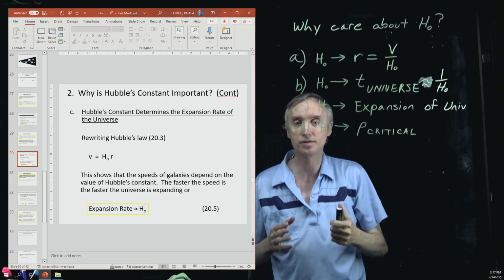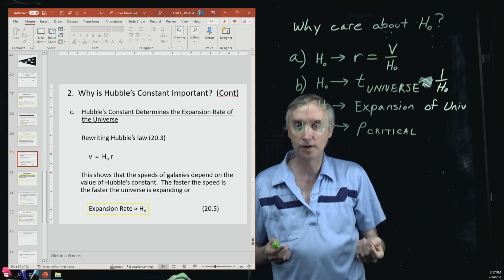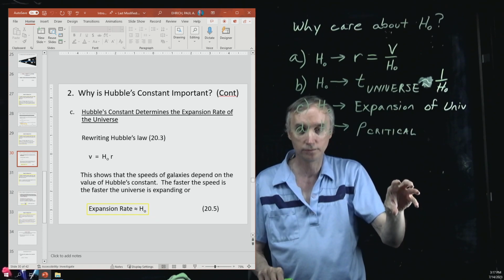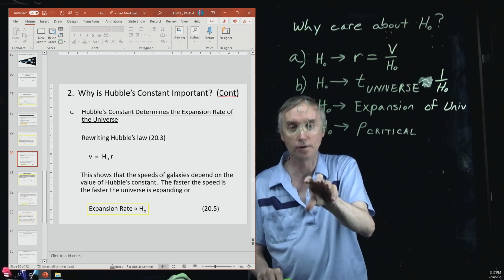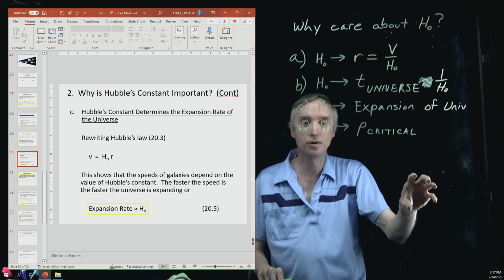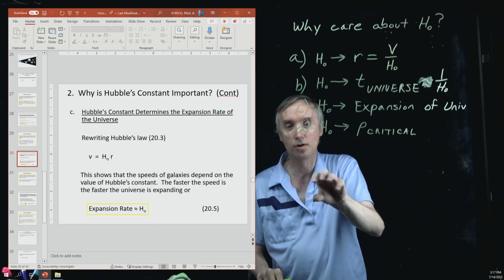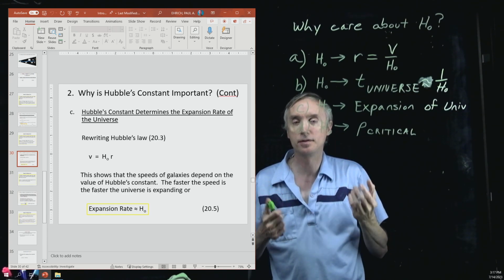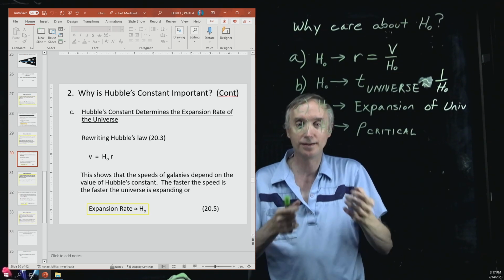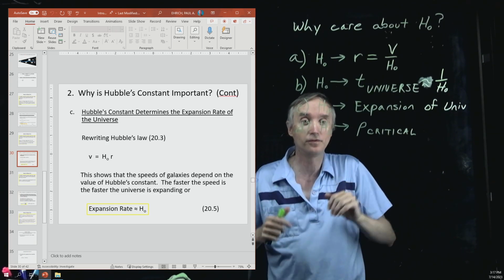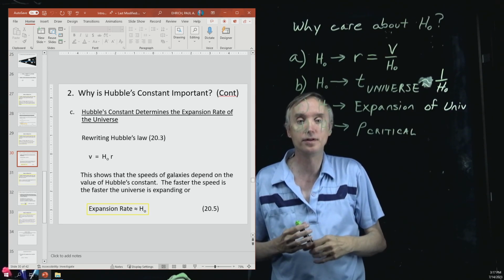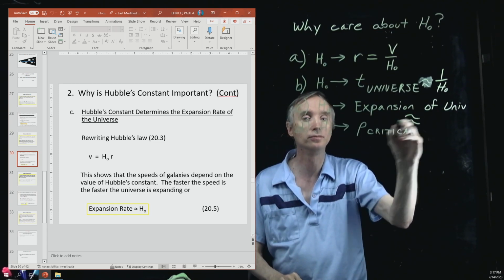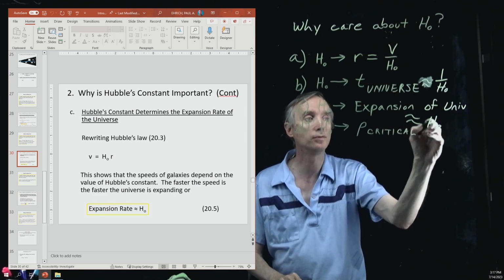And this shows that the speeds of galaxies depend on the value of Hubble's constant. So if Hubble's constant gets bigger, then the speeds get bigger. If Hubble's constant gets smaller, the speeds get smaller. Okay? So the faster the speeds, the faster the universe is expanding. Therefore, the expansion rate of the universe is going to be proportional to h sub 0.